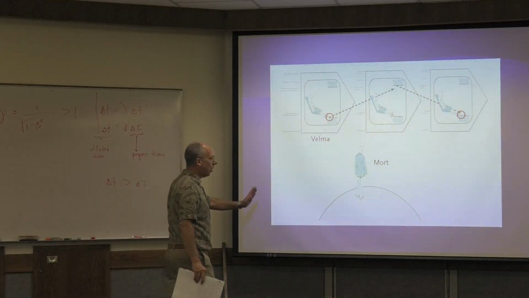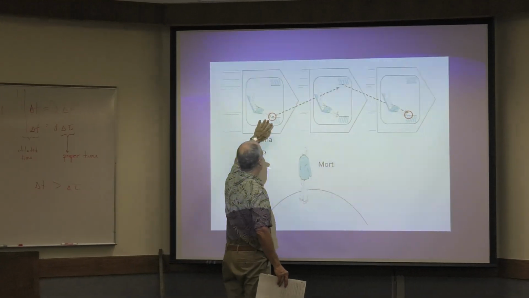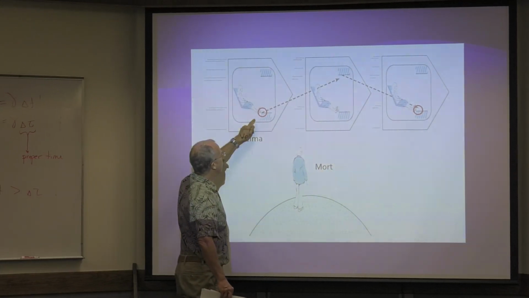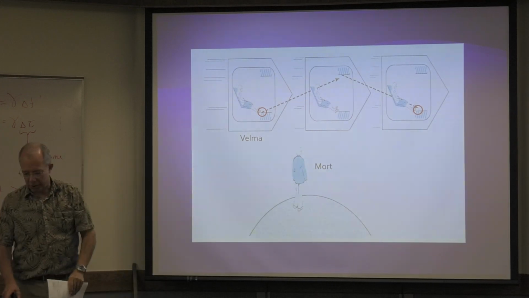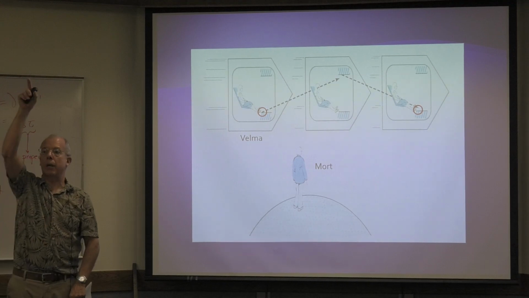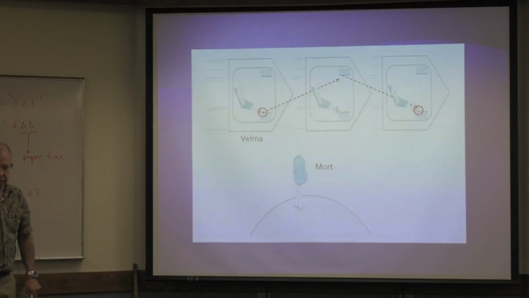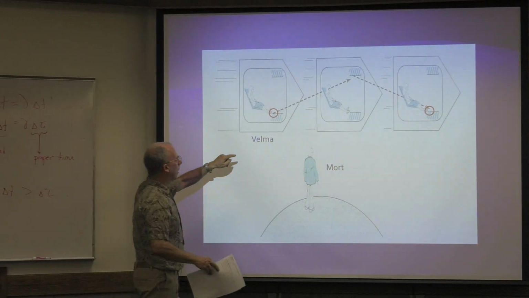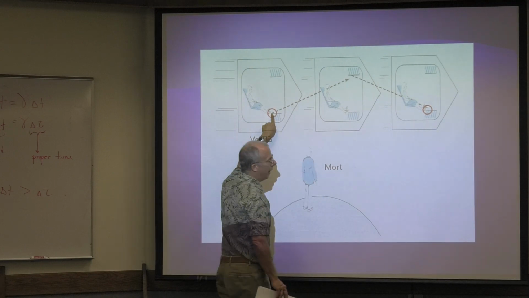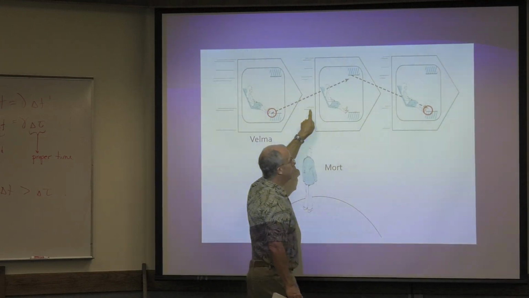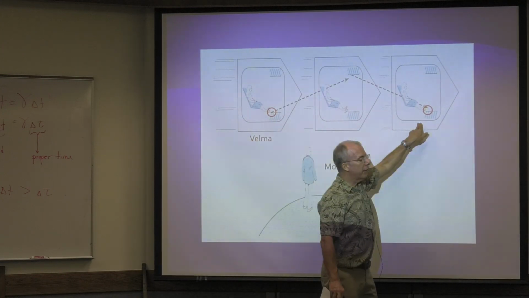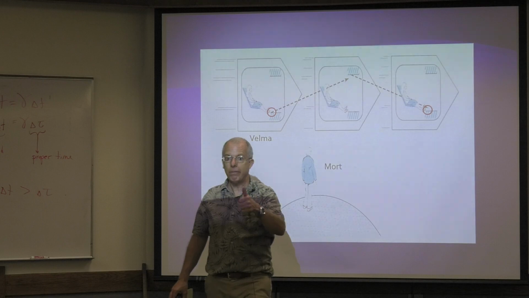Okay, let's talk about this proper and dilated business. This is according to Mort and Velma. Velma, remember, is in her little light clock. She presses the button, the photon leaves the floor, goes up, comes back. That's what she sees. So if this is event 1, the photon leaves, and this is event 2, the photon returns, both of these events are at the same location according to Velma.